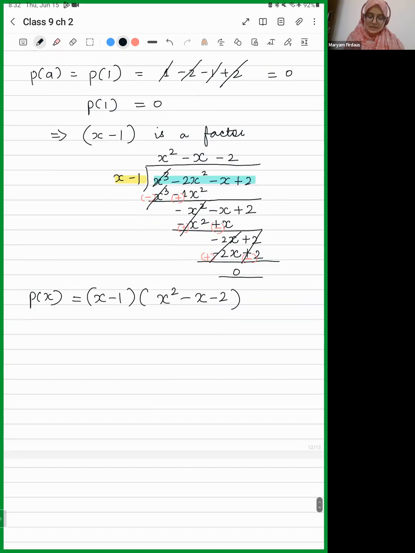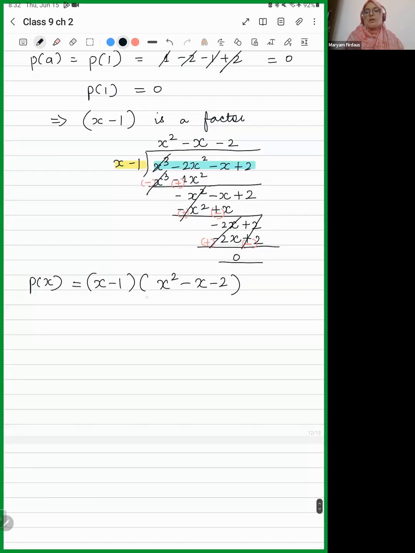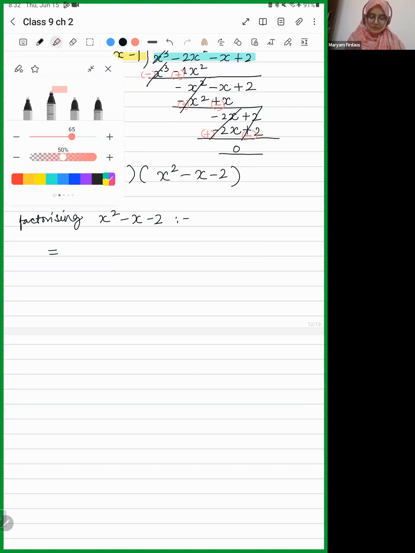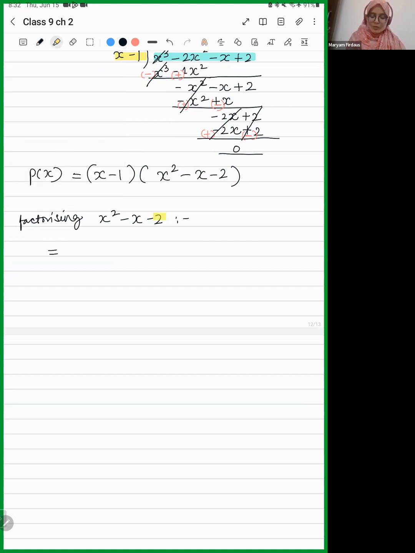Now we can easily factorize this by splitting the middle term. So first let's separately write factorizing x squared minus x minus 2. What do we get? When you split the middle term, how will you do it? You will say minus 2 multiplied by the coefficient of 1. Okay, so other students are entering the class. We'll have to leave. Just quickly, we'll solve this one and leave.